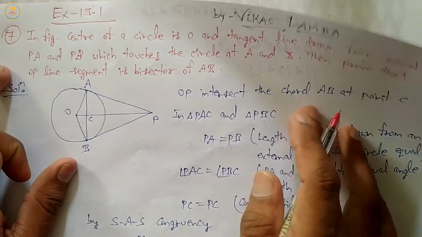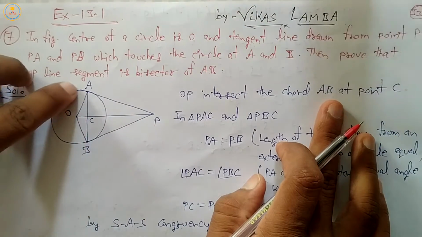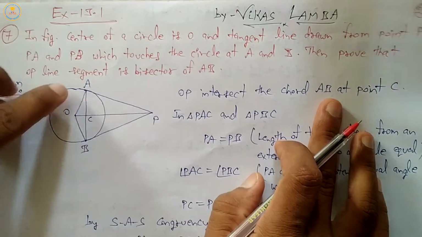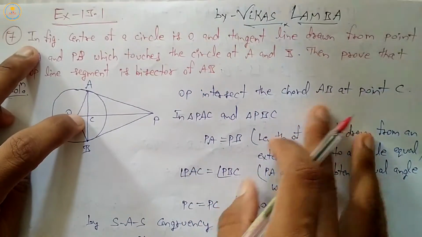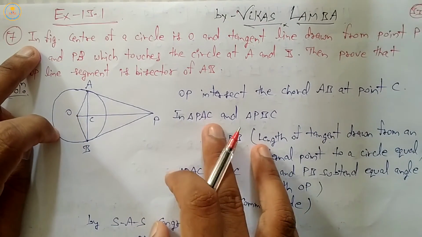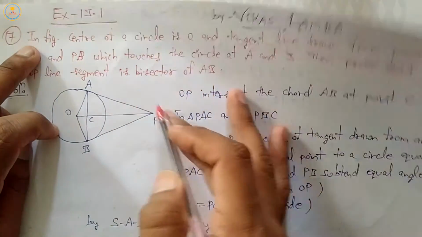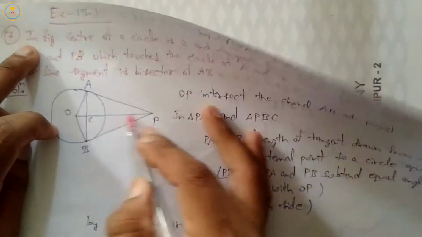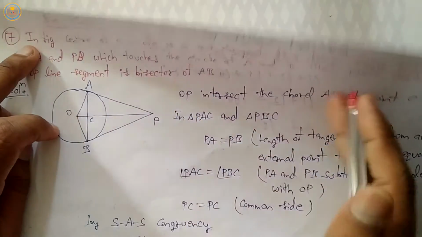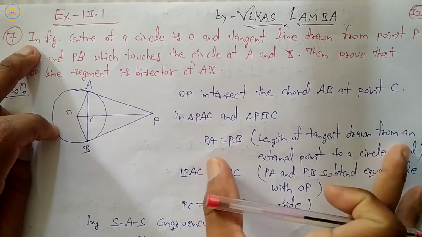OP intersects the chord AB, which is a chord of the circle, at point C. In triangle PAC and triangle PBC, we get two triangles by joining OP. Triangle PAC is the upper triangle and triangle PBC is the lower triangle. In these two triangles, we prove congruency by a congruency rule.